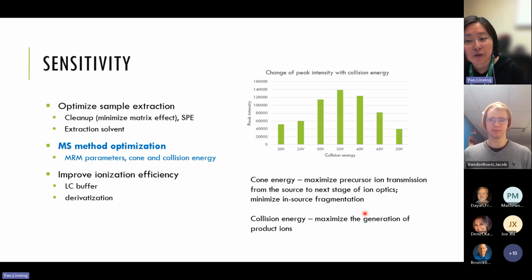If you test the collision energy in a systematic approach by increasing the voltage, you will find the highest signal intensity can be obtained at a certain voltage, which then is the optimum collision energy for this MRM transition. Same observation for cone, but the cone energy does not show as clear a trend as the collision energy.